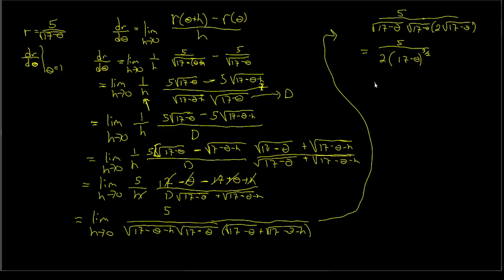And now I want to evaluate this when theta equals 1. So for dr d theta at theta equals 1, I get 5 over 2 times 16 to the 3 halves. So the square root of 16 is 4, and 4 cubed is 64. Now, 5 over 2 times 4 cubed, or 5 over 2 times 64, or 5 over 128.